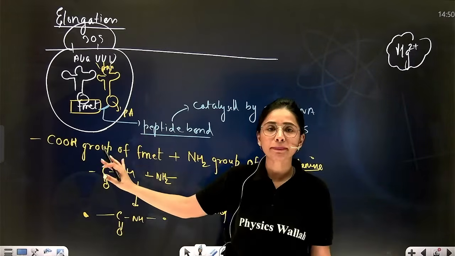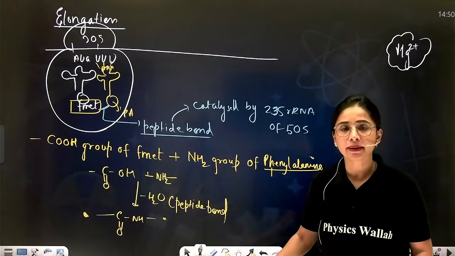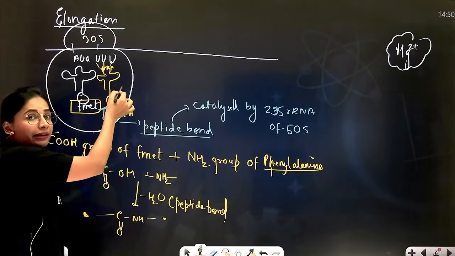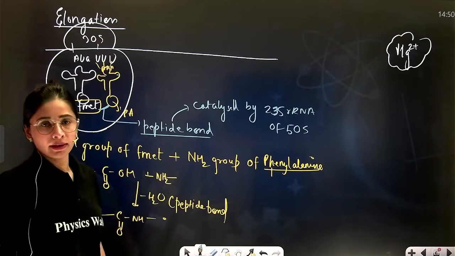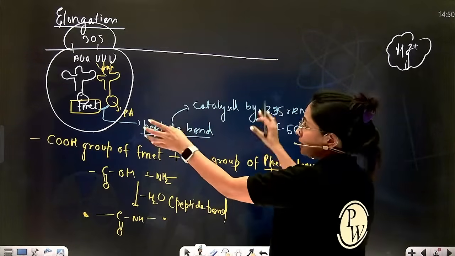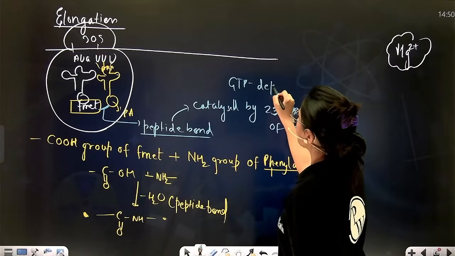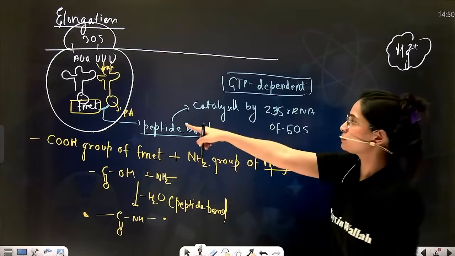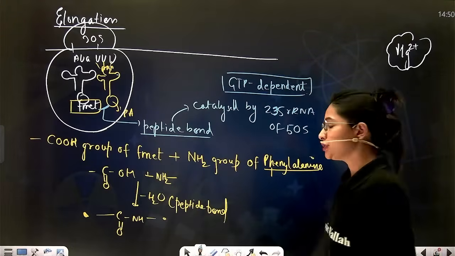Correct? Now, once the peptide bond, which is the CONH bond, is produced, what happens, beta? This phenylalanine, which is right now attached to the second tRNA, detaches from the second tRNA and comes below F-met. Right? Now see, the next step will be in the elongation. This bond formation is GTP dependent. Each chain elongation requires 1 GTP. So this bond formation is energy based, energy which is given in the form of GTP.